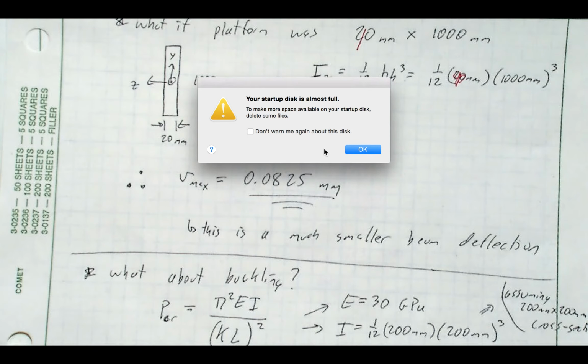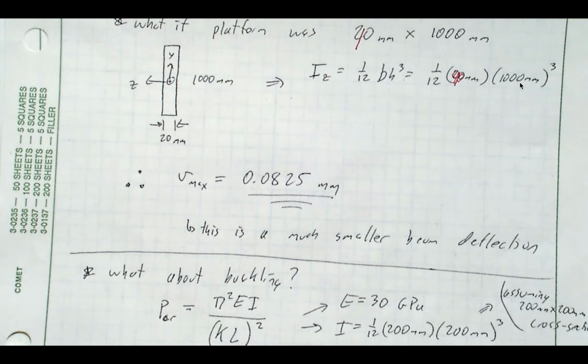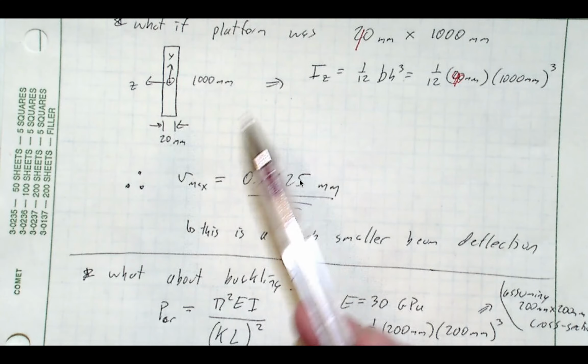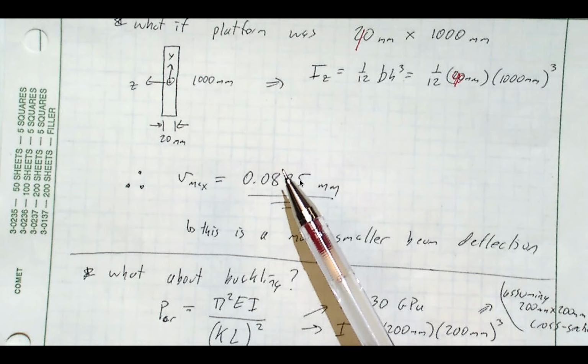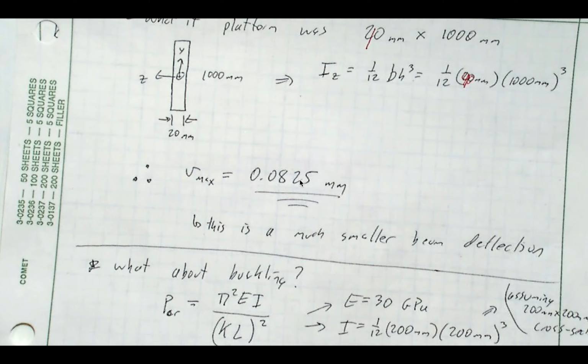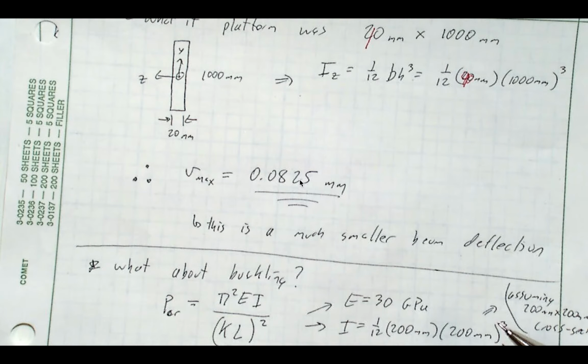The net result, whether you use 20 by 1,000 or 40 by 1,000, is that we're going to be able to reduce our total deflection. This is the answer you get if you do a 20 by 1,000. It's not really a fair comparison because we're using half the amount of material. But regardless, this is a much smaller beam deflection.